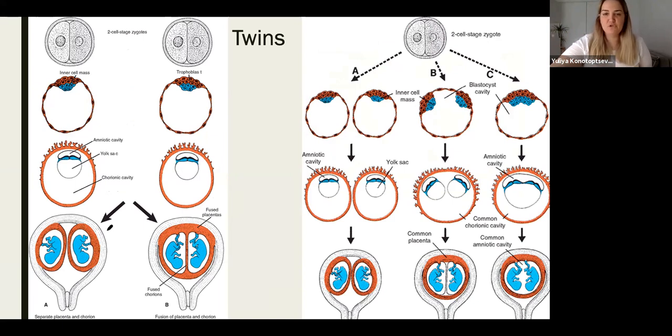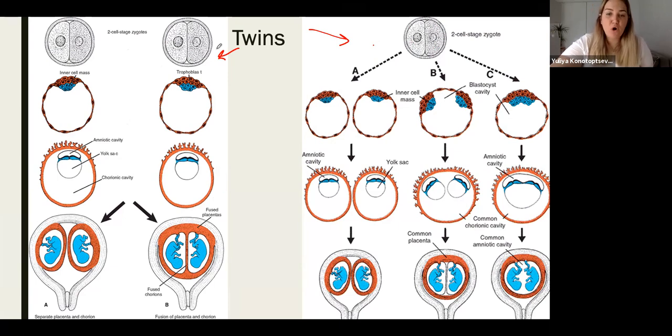Twins. We have 2 types of twins. Monozygotic are on here and dizygotic are on here. Another way, monozygotic are identical twins. They look exactly the same. Dizygotic are non-identical or fraternal twins.